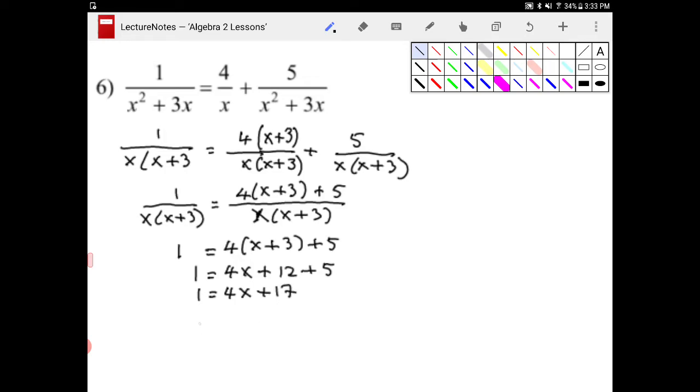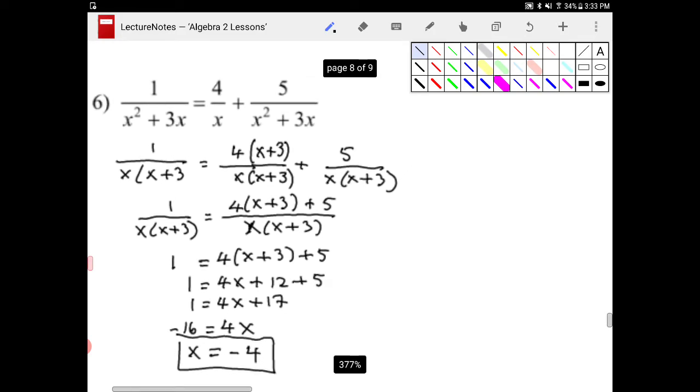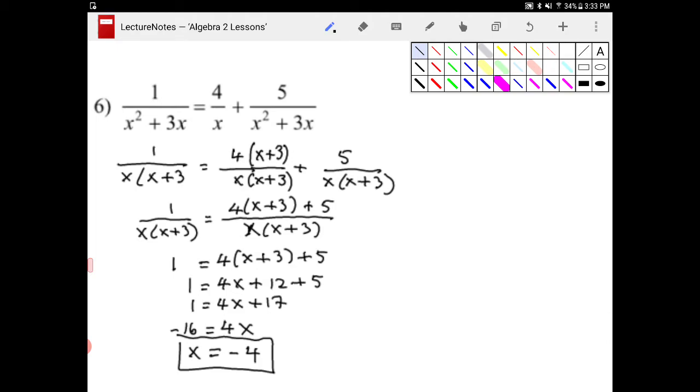Subtract both sides by 17. I get negative 16 is equal to 4x, or x is equal to negative 4. So x is equal to negative 4. I need to make sure that this is not an answer that is supposed to be excluded, right? So what can x not equal to? X cannot equal to 0 or negative 3. So this answer checks out. It is okay.